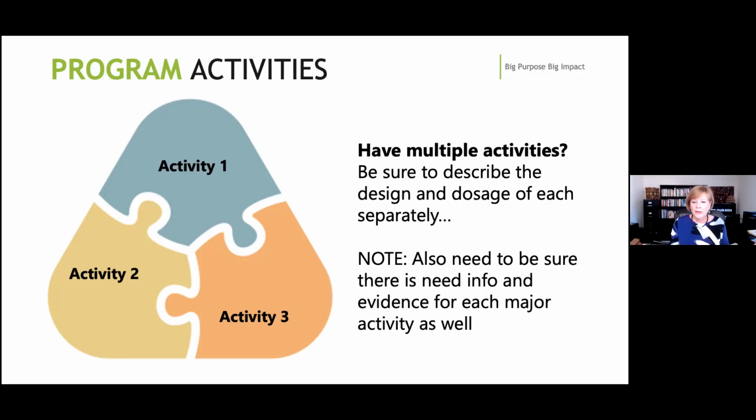And then technically, for each major bucket of activity, you have to have evidence for each of those. We'll talk more about this when we talk about evidence, but the points you get for evidence are based on the strongest chunk of your program. But they do expect that you're going to give some evidence for all the major things that you've described in your theory of change. So that's just a heads up. We're going to be talking more about that.